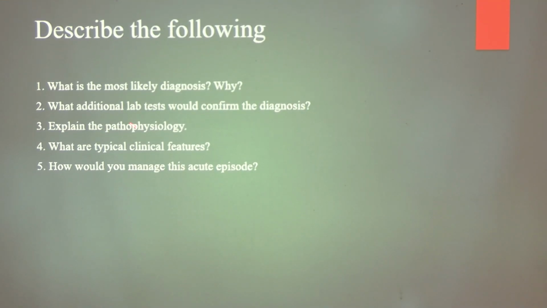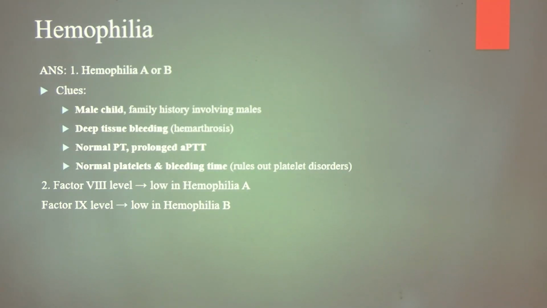Okay, and then the pathophysiology. See here, it might be hemophilia A or B. The supporting findings are: male child, family history, deep tissue bleeding. Then normal PT, prolonged aPTT, normal platelets and normal bleeding time. So the additional tests you will do are factor 8 level and factor 9 level. You will try to find that out.